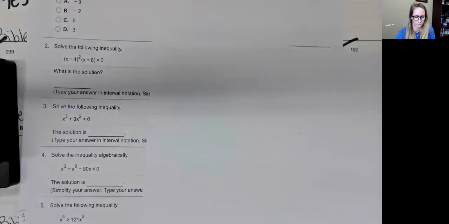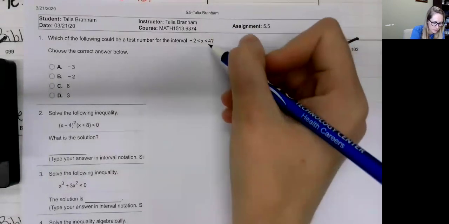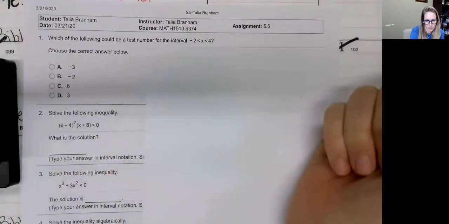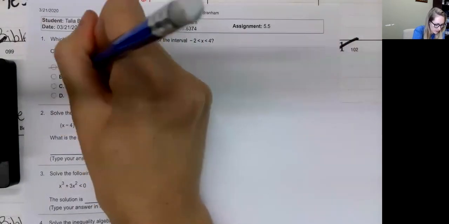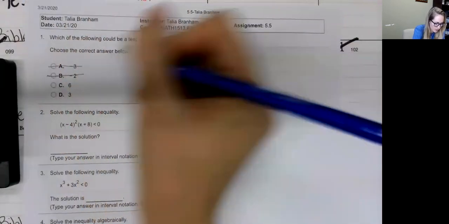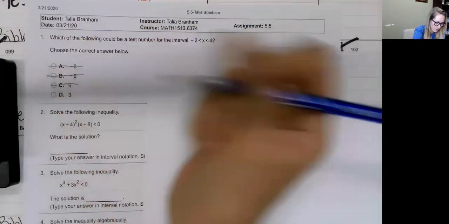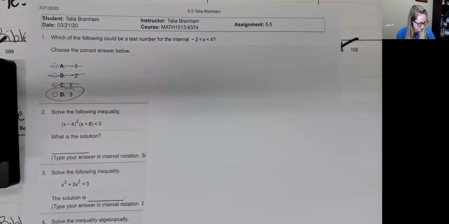So let me share my document camera. Okay, so this first question is really simple. We have -2 is less than x, which is less than 4. What is the number that's between -2 and 4? So -3 is less than -2, so it's not that one. -2 is -2. We don't have equal signs, so it can't be that one. 6 is greater than 4, so 3 would be our answer.